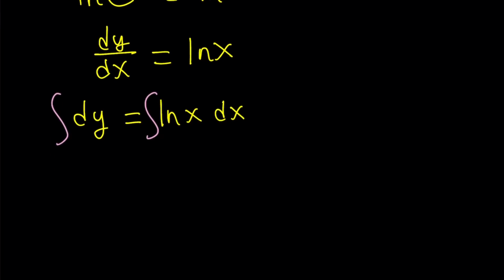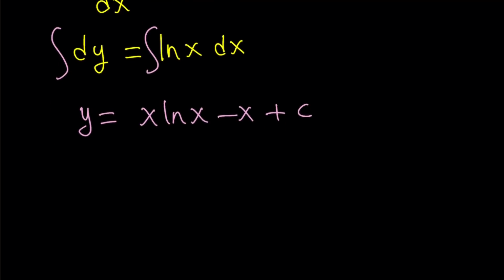The integral of dy is going to be y, and now the integral of ln x. I know a lot of people, especially those of you who've taken calculus recently, I'm pretty sure you memorize this, right? The integral of ln x is equal to x ln x minus x. And don't forget the constant, otherwise your professor will be mad. So yes, this is the function whose derivative is ln x.